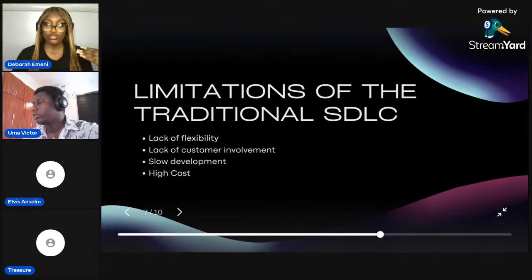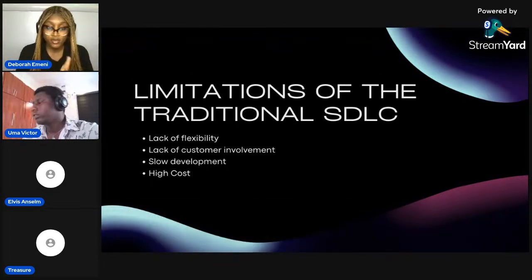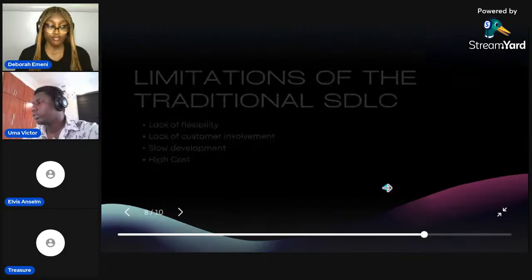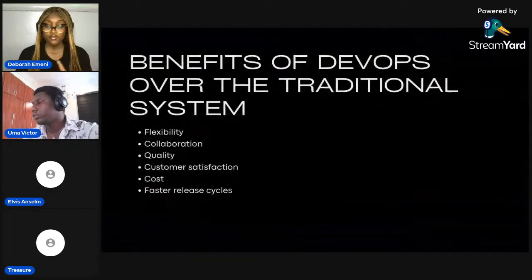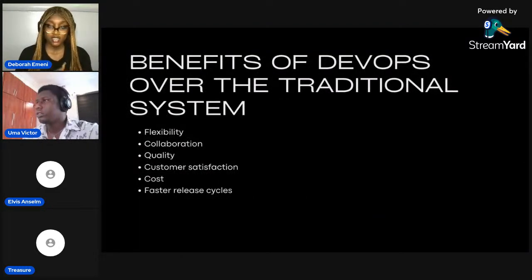Let me move forward to discuss how DevOps solves this issue, the role DevOps now plays in resolving the limitations that the traditional software development life cycle brought about in projects. So one of them is flexibility. What I mean by flexibility is that DevOps itself is designed to be flexible, thereby making up for the lack of flexibility caused by the traditional software development lifecycle methodology.